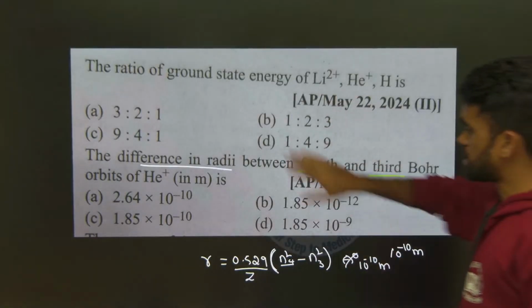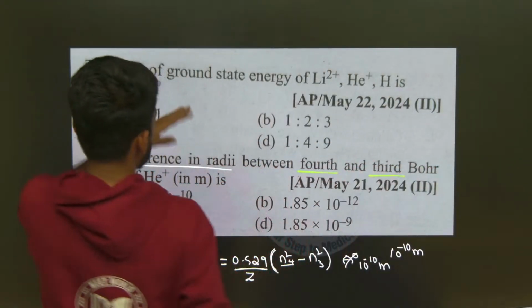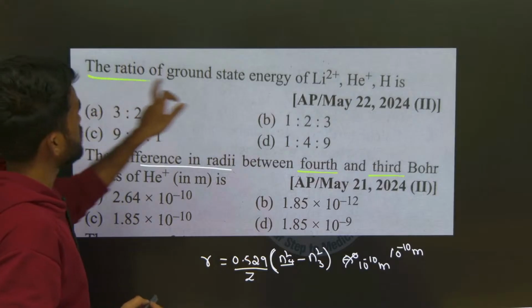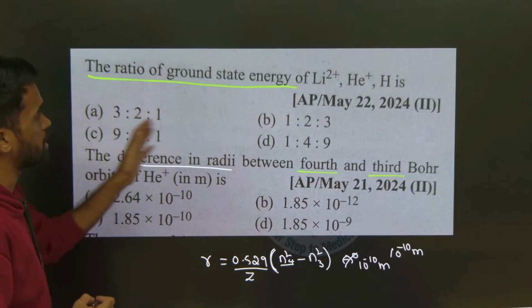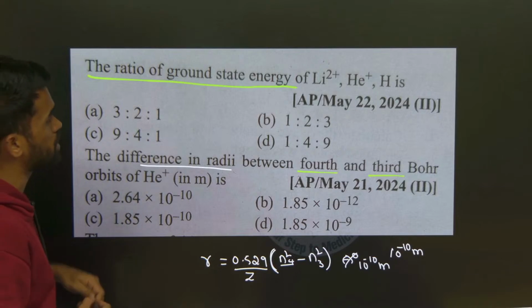Look at this. This is related to the Bohr model. So we will solve these questions. The ratio of ground state energy of lithium, helium, hydrogen are given like this. So choose the perfect answer for this.